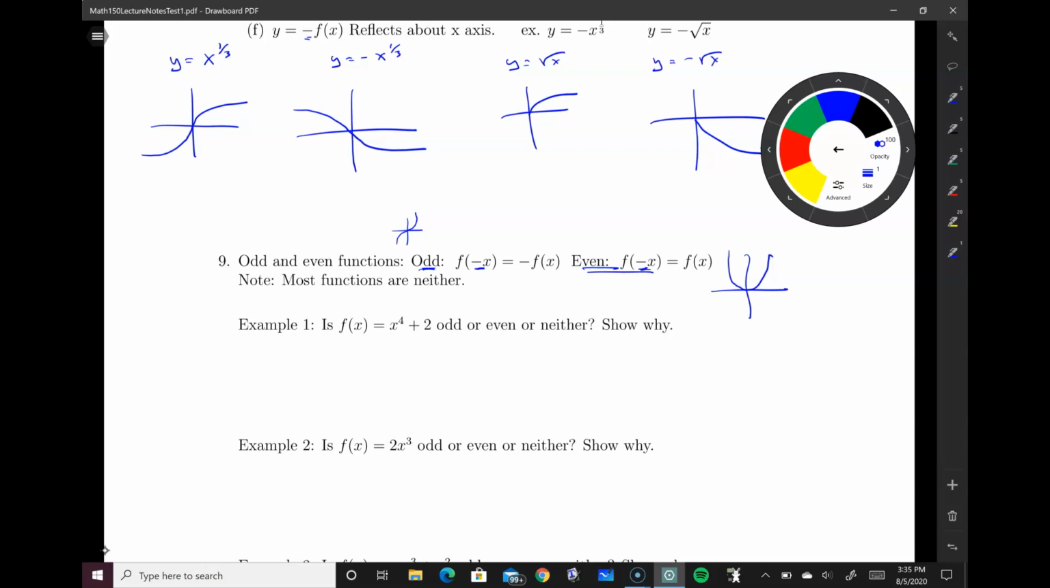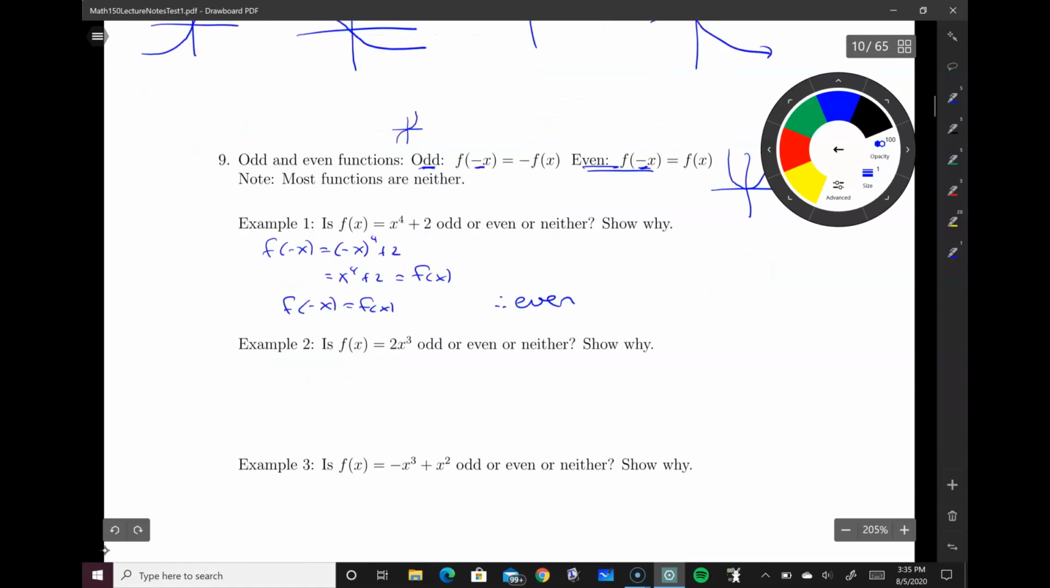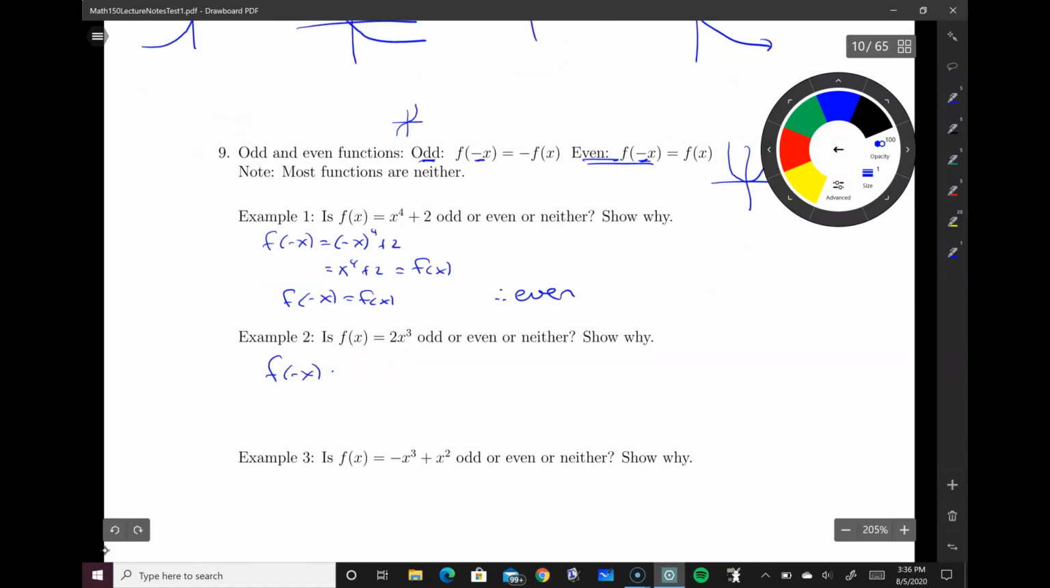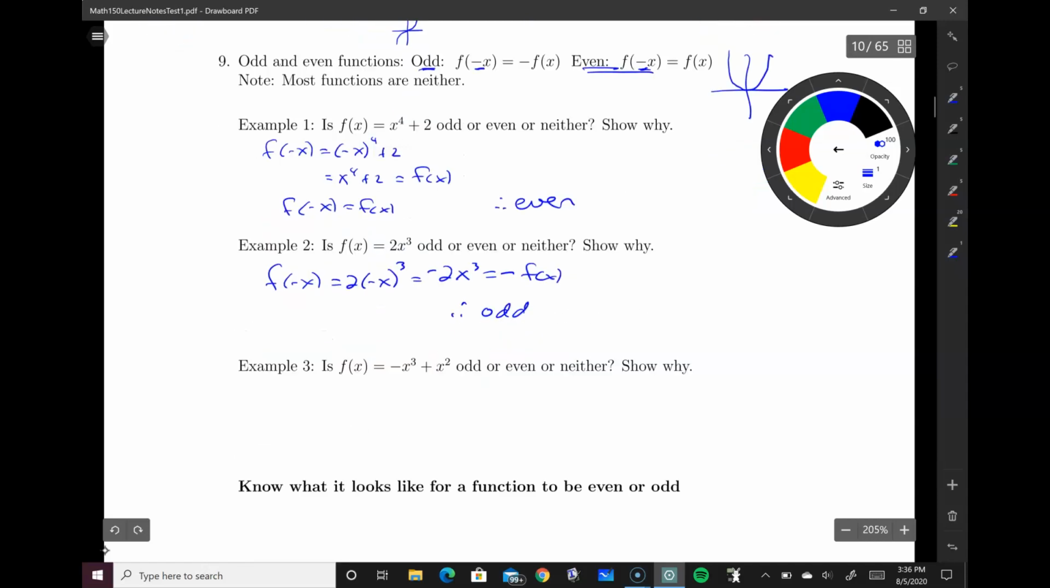So most functions are neither odd nor even. So let's check to see that with this one. You substitute in a -x, you do the operations, and this gives us x to the 4th plus 2, which is the function. So here I have f of -x is f of x. So that means that it's an even function. This here, if I substitute in -x, and I cube my negative x, I get negative 2x cubed. So this is equal to negative f of x. So that means that this function is odd.